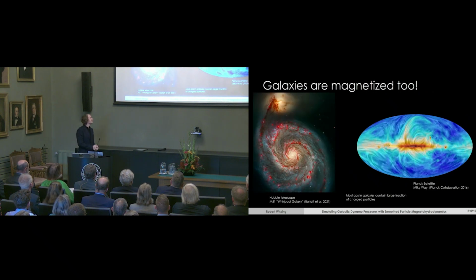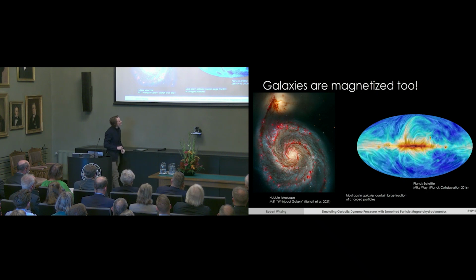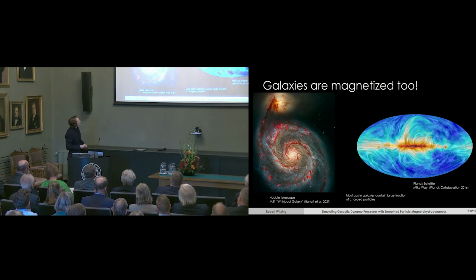But now let's zoom out. Let's look at the present day, because it turns out that galaxies are also magnetized, because most gas in galaxies actually contains a large fraction of charged particles. Here to the right, we can see a picture from the Planck satellite, looking at the synchrotron radiation, which depicts the strength of the magnetic field. We can see that the magnetic field is very strong in the center, but that it flares out into the circumgalactic medium. And here on the left, we can see the Whirlpool galaxy, taken with the Hubble telescope. It's a bit hard to see, but you can see the lines which show the direction of the magnetic field. It is basically along the spiral arms of the galaxy.